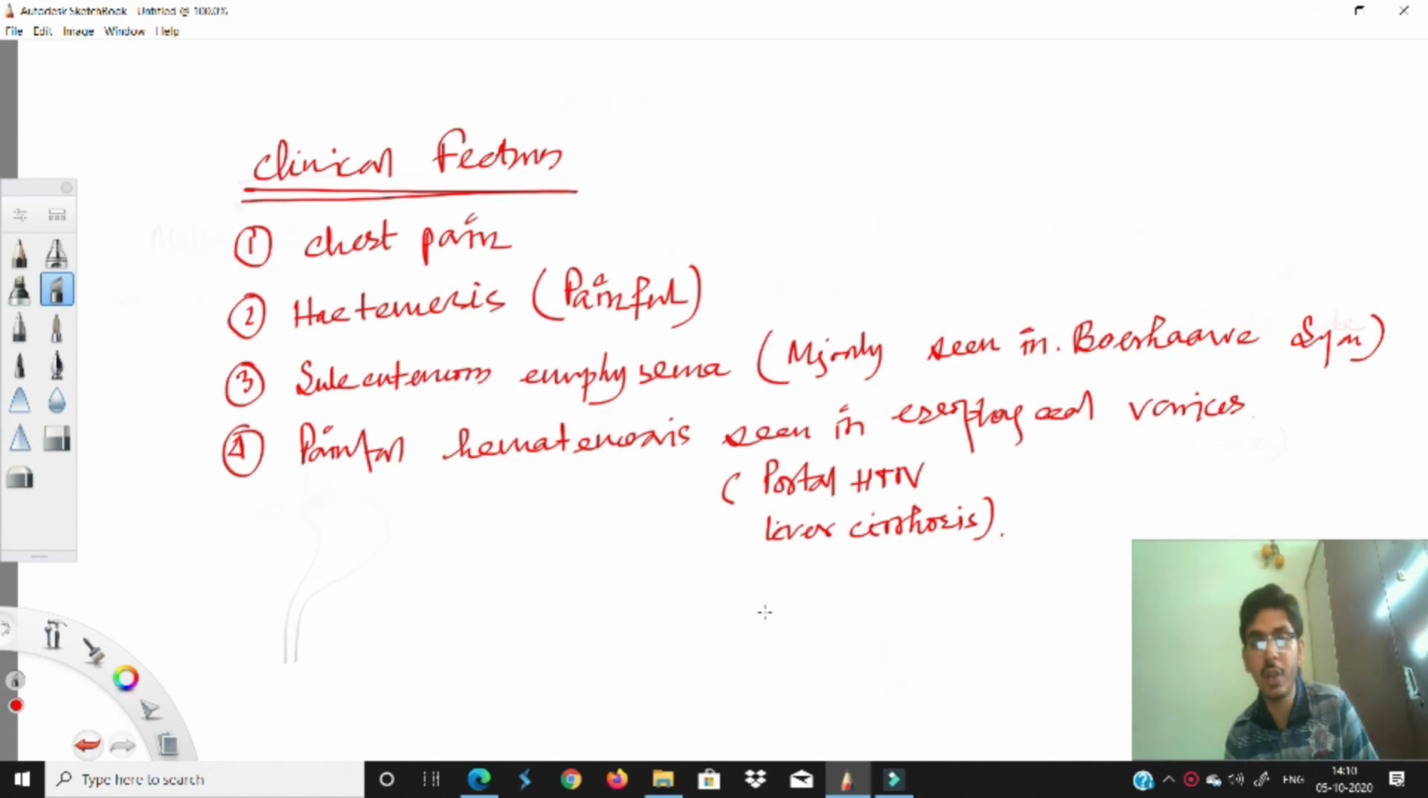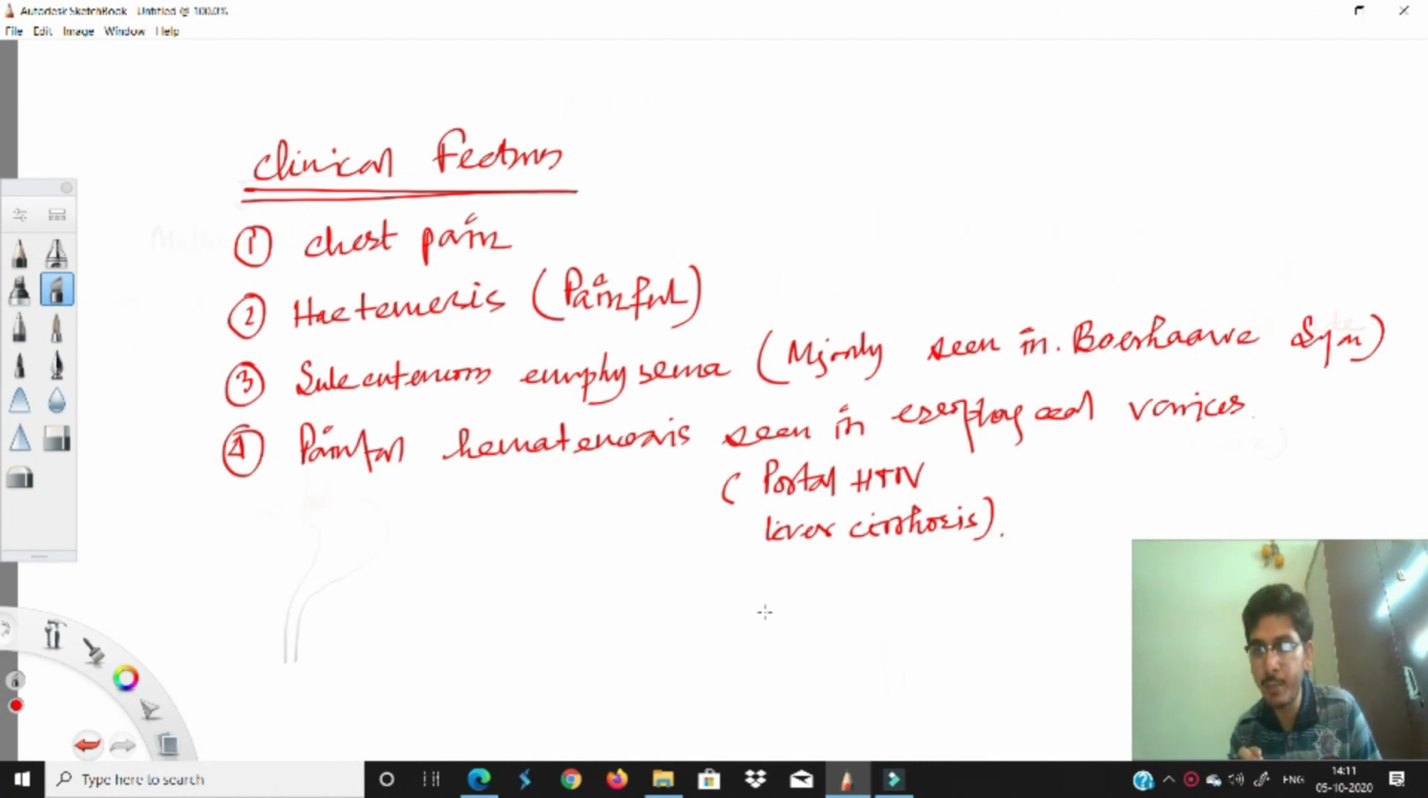I hope you understand the alcohol-induced esophageal disorder. Two disorders majorly occur which are caused by alcohol, that is Mallory-Weiss tear and Boerhaave syndrome. Boerhaave syndrome and Mallory-Weiss tear have major clinical features, that is chest pain, hematemesis, subcutaneous emphysema, and painful hematemesis seen in esophageal varices also. But chest pain is majorly seen in Boerhaave syndrome. Hematemesis occurs in case of Mallory-Weiss syndrome.